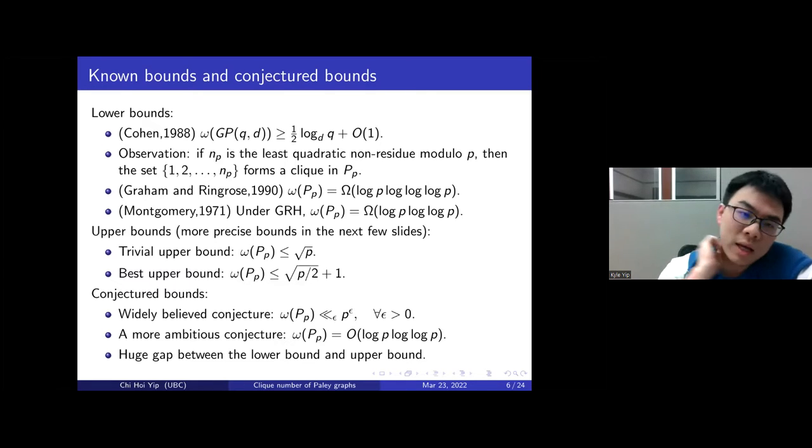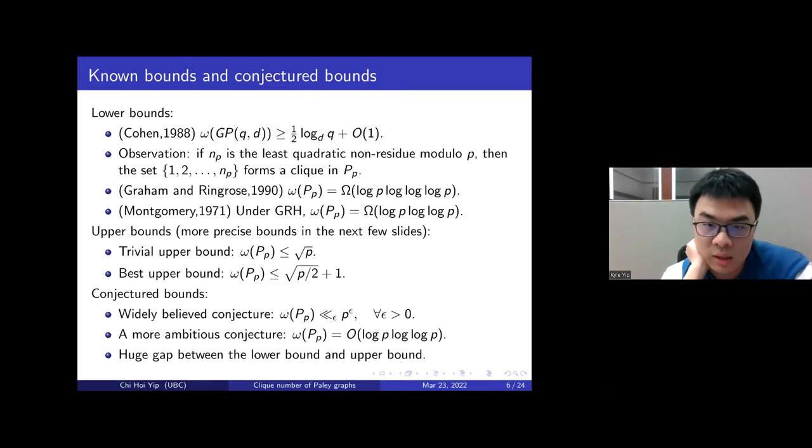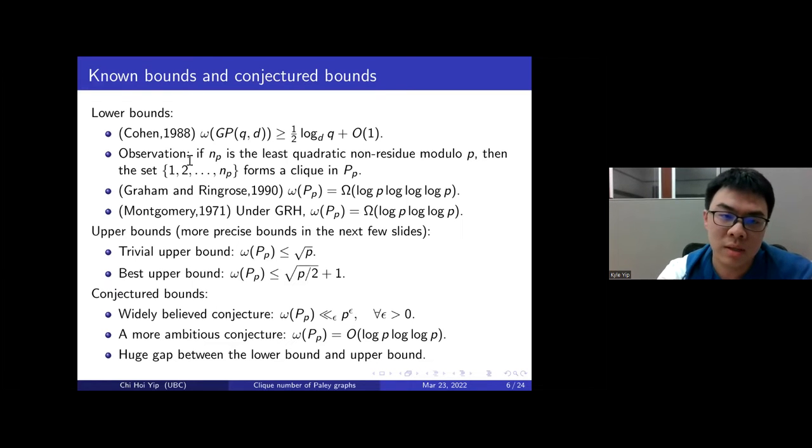Estimating the least quadratic non-residue is a very important problem in analytic number theory. In particular, we have some lower bounds on the least quadratic non-residue. Based on this observation, we also have a corresponding lower bound on the clique number of the Paley graph.